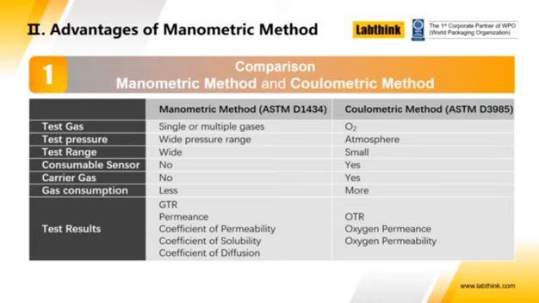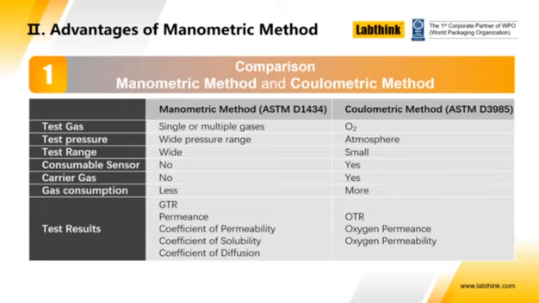And so with no consumable sensor, there's considerable advantage, not only from its test capabilities, but also due to the life and maintenance costs of the equipment. The coulometric sensor is one of the most expensive components of an OTR tester following D3985. And so it contributes considerably to the cost of ownership.